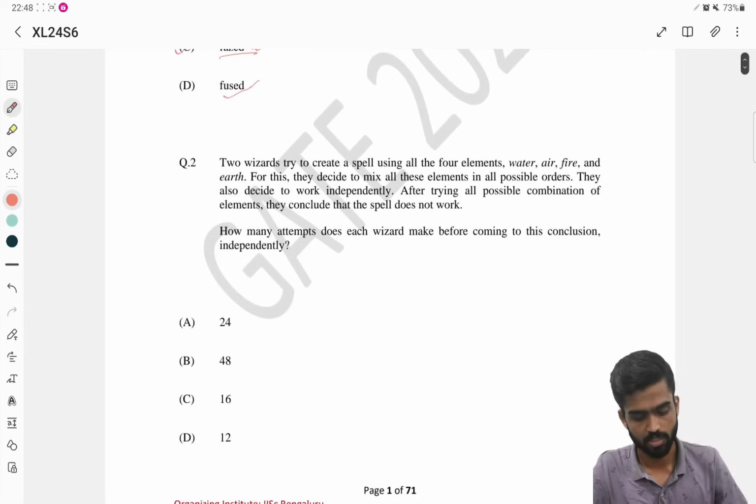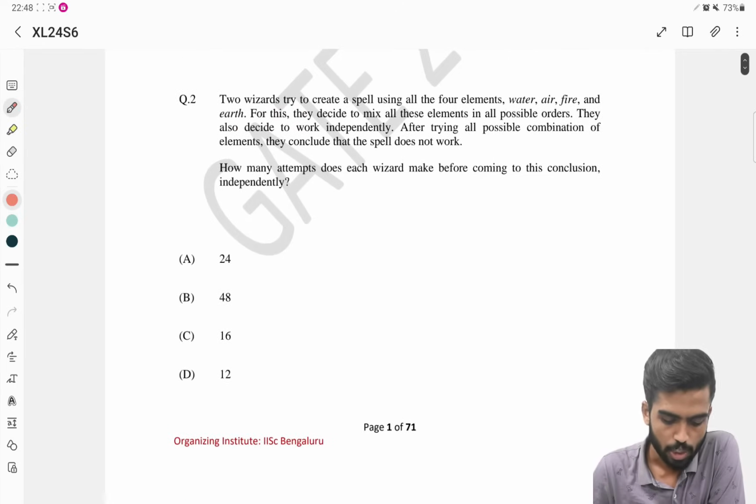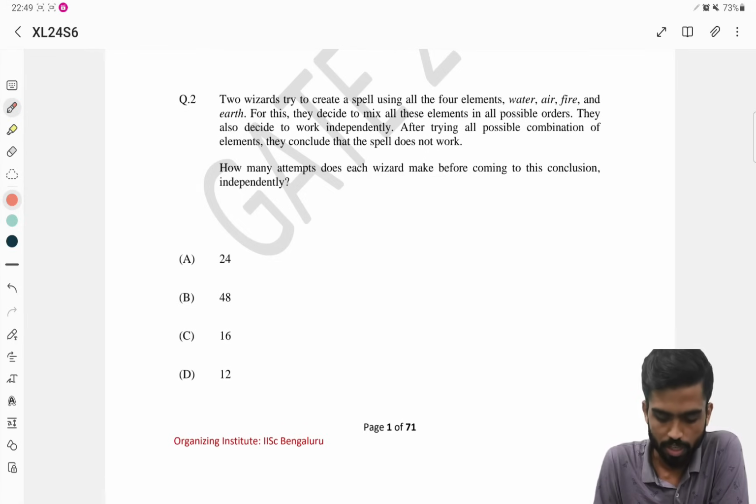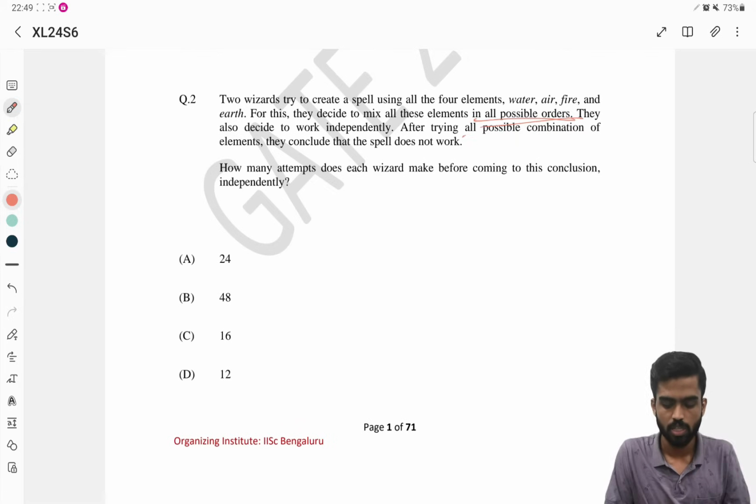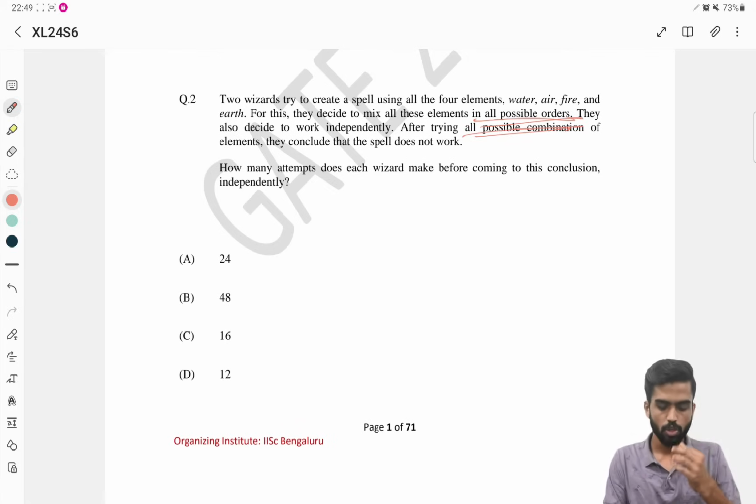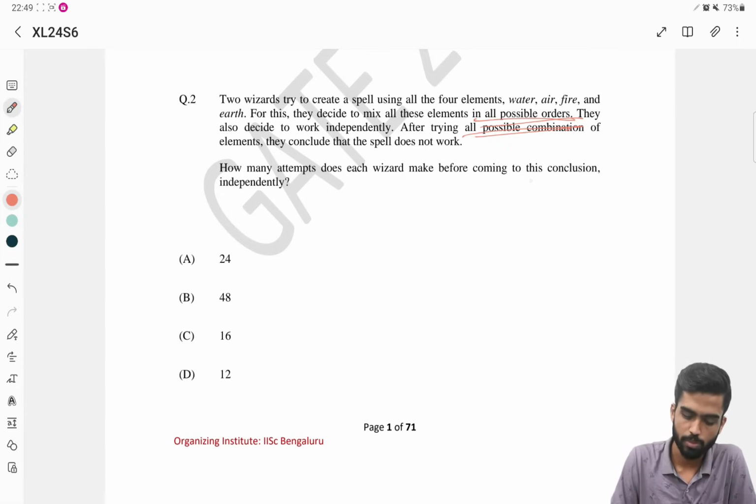Let's go to the next. The second question says that two wizards try to create a spell using all four elements: water, air, fire and earth. For this, they decide to mix all these elements in all possible orders. They all decide to work independently. After trying all possible combinations of the elements, they conclude that the spell does not work. How many attempts does each wizard take before coming to this conclusion?